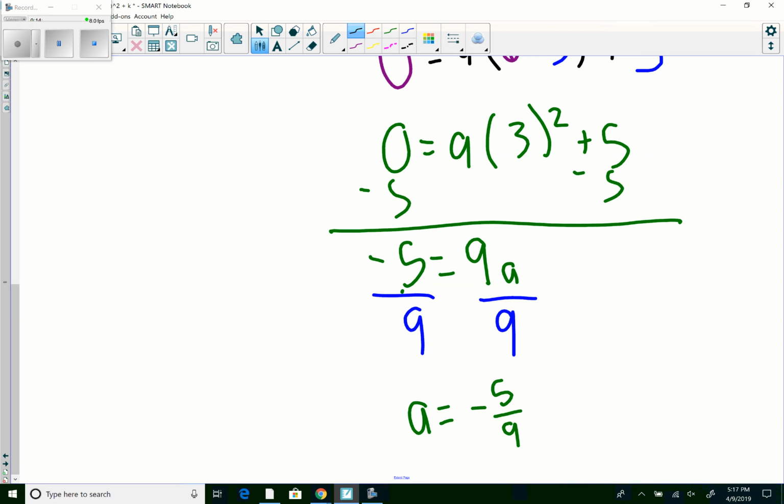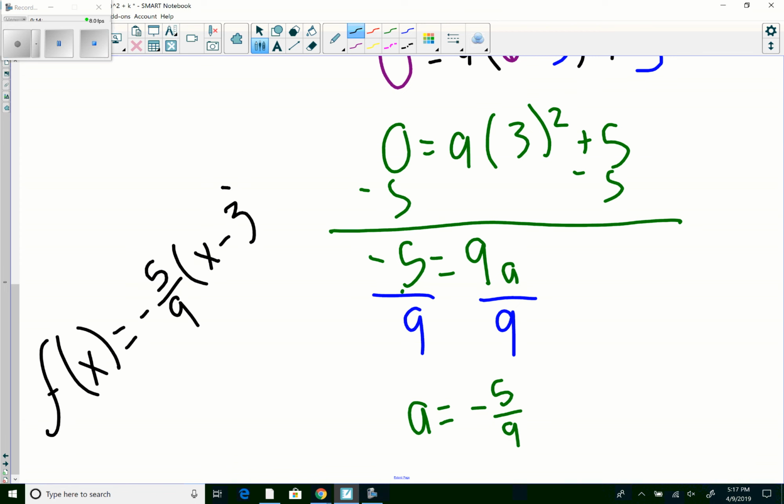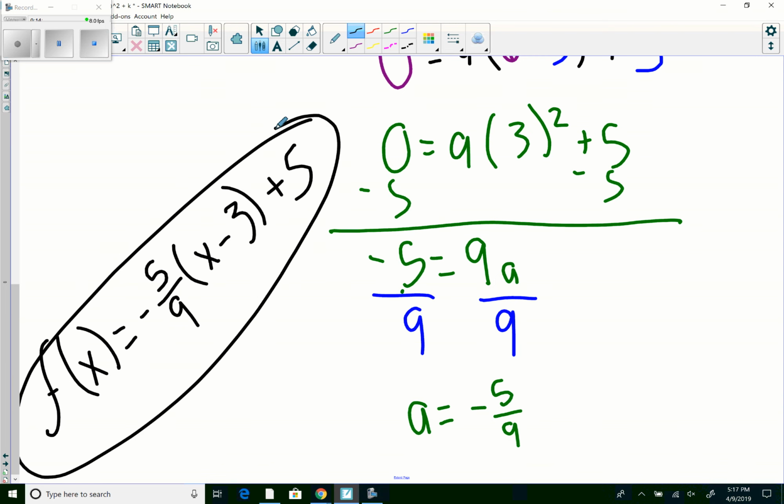So you guys, here's your new function, because they want you to write the function. They want you to say f of x equals, here's your a value, plug it in, negative 5/9 times (x minus your h, which is 3) squared, and then your k is 5. Okay, so your goal for this one was to find your a value and plug it in. Now, basically any point that you plug in between those 2 points, you should come up with a new number.